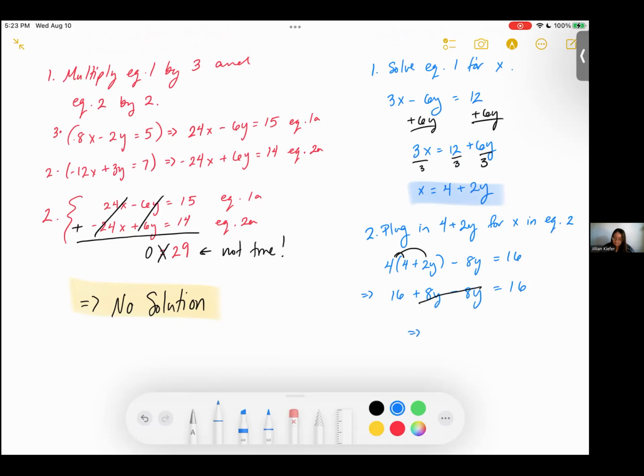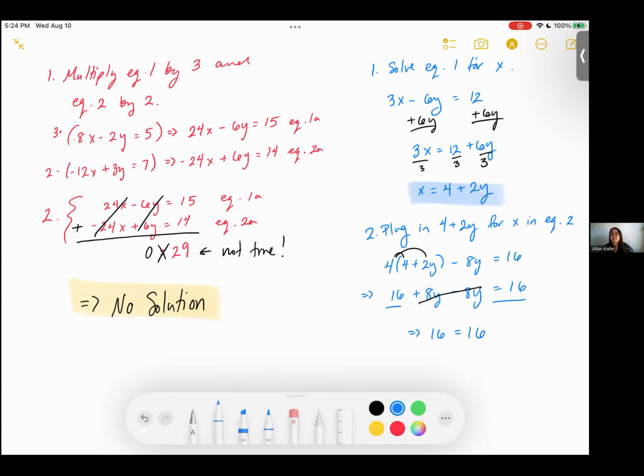And really all we're left with was 16 is equal to 16. A very similar thing just happened as it did in part A. But the thing in part A was that the statement wasn't true: 0 equals 29, 0 is not equal to 29. But in the case for part B, although a very similar thing happened, our end result is true. 16 is equal to 16.